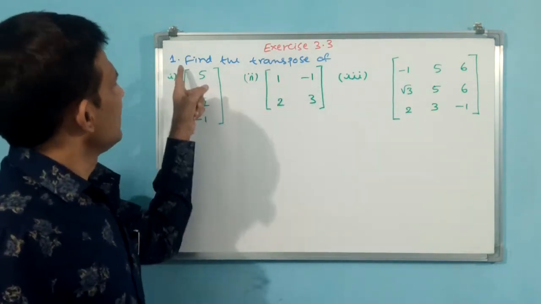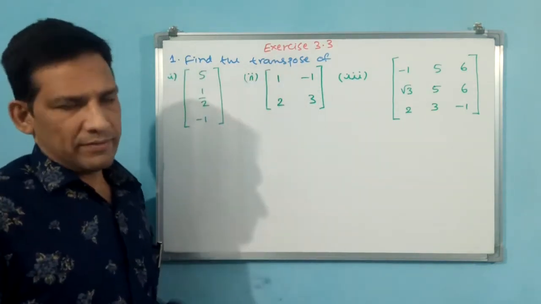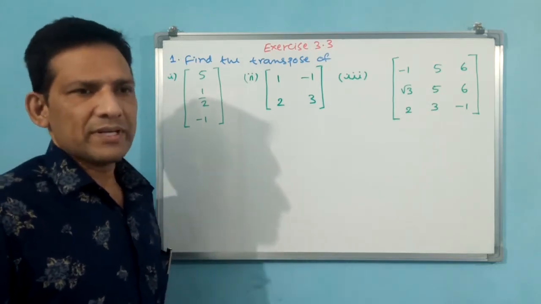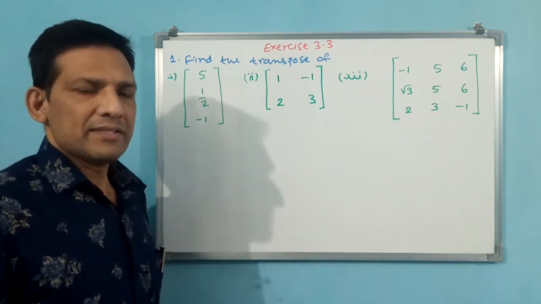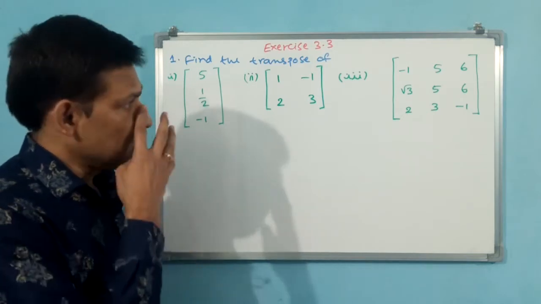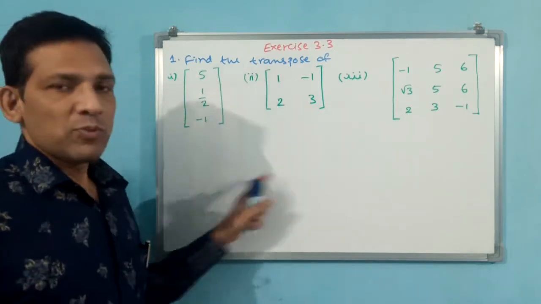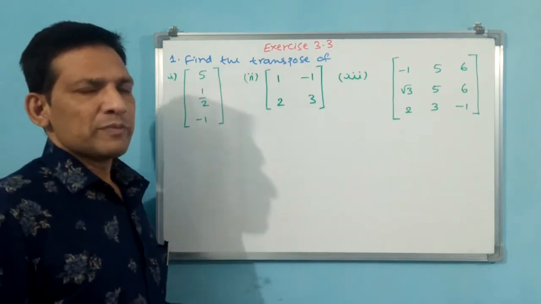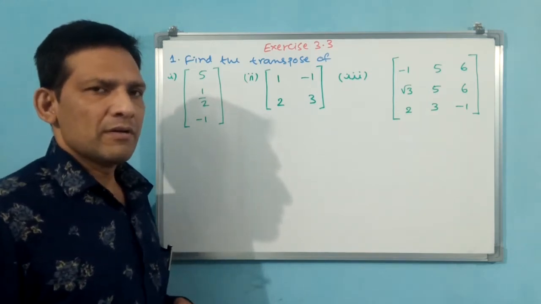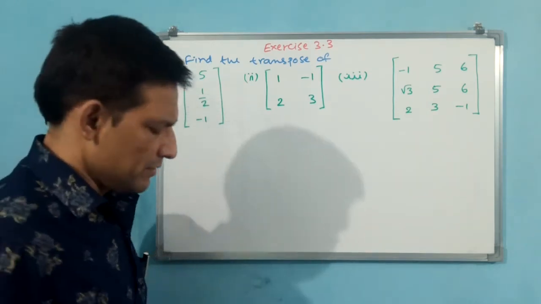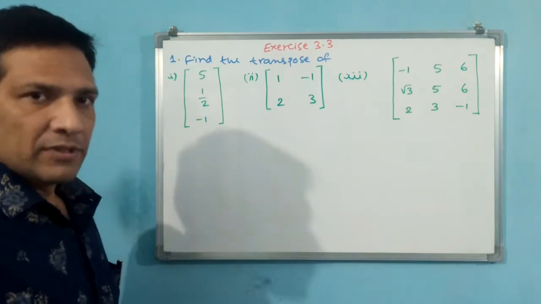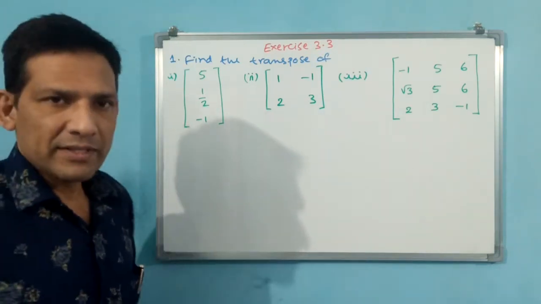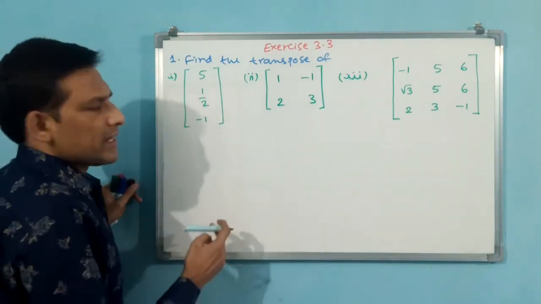Exercise 3.3. Find the transpose of. See, we have seen transpose, symmetric matrix, skew-symmetric matrix like that. Transpose we have to find. We know very well transpose means a row should be made into a column. That's all. Simple. Let us do it one by one. Three parts are there. First part, second part, third part, like that we will do.